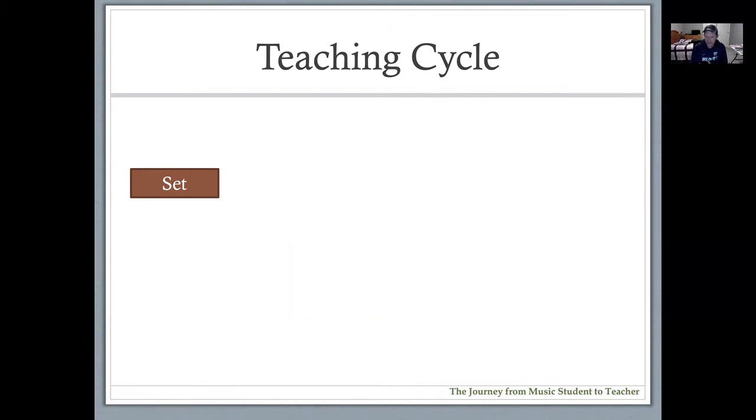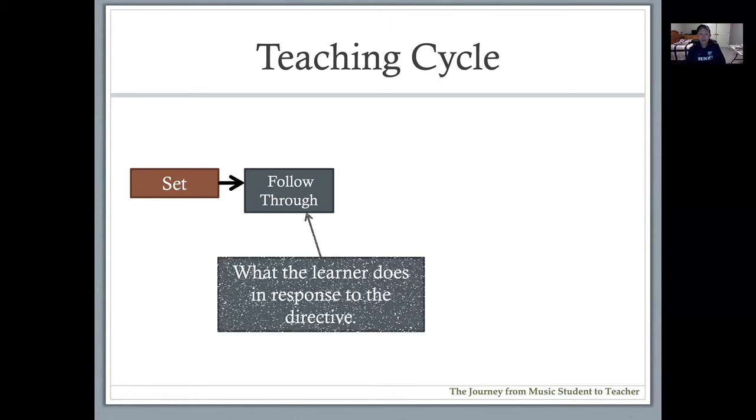Okay, the next is the follow through. So now this would be, if I had said, all right, we're playing measures 24 to 39, follow through would be 3 and boom, and then we rehearse it. Now, this is what the learner does in response to the directive. So this is the students performing. It could be a line out of the method book. It could be a set of measures from a piece that you're working on. It could be a warm-up. But the follow-through is what the learner does in response to the directive.